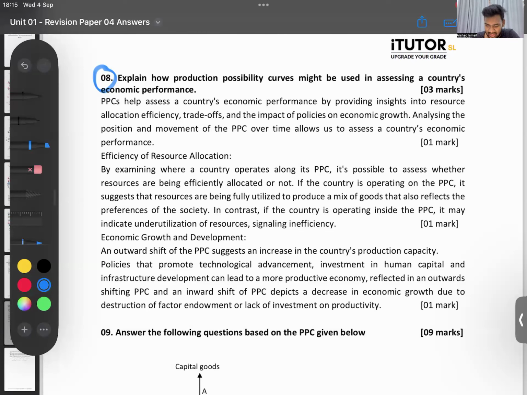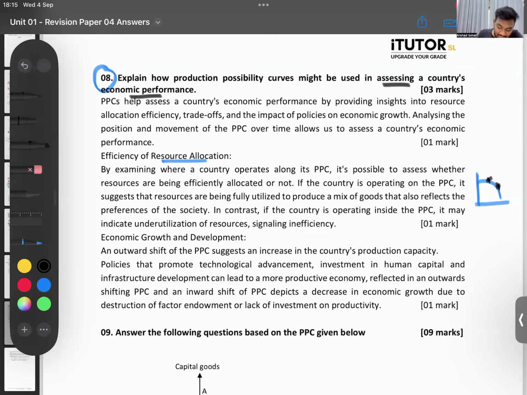So I have picked just 2 of them and I have explained. So here I'm saying, PPC helps, I've given a small introduction and then I'm saying here, efficiency in resource allocation. So that's a criterion, no? Has the economy used its resources efficiently? If they have used their resources efficiently, then you will be producing on the PPC. So you can use the PPC to assess a country's performance. If a country is always producing inside the PPC, that means they are not performing well. So that part you can see.